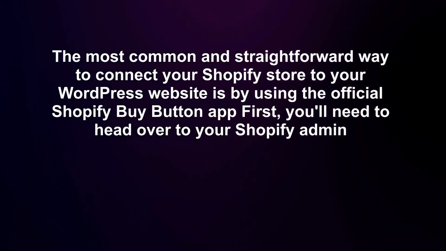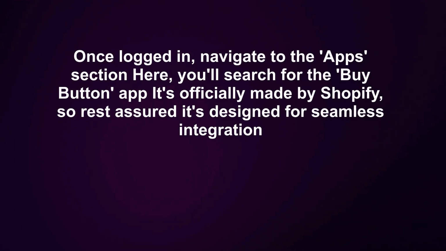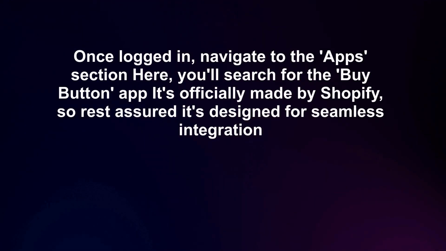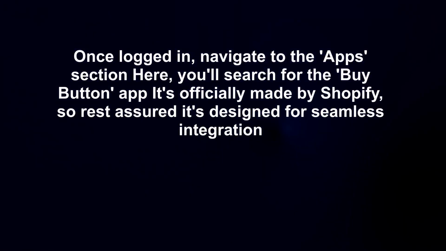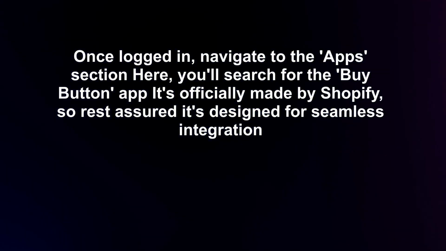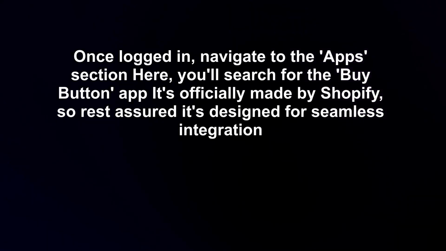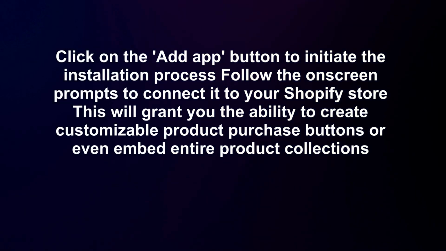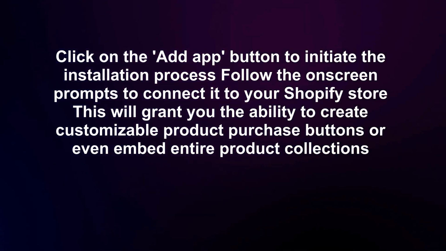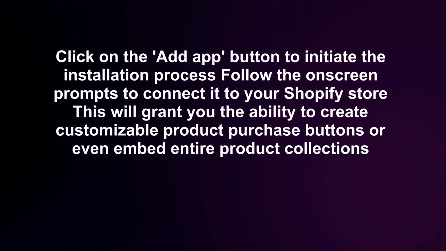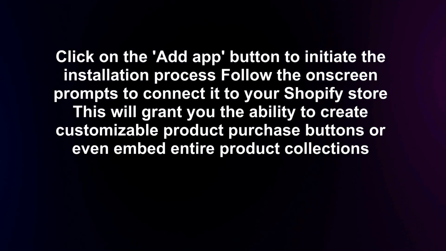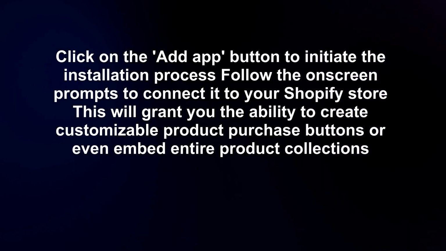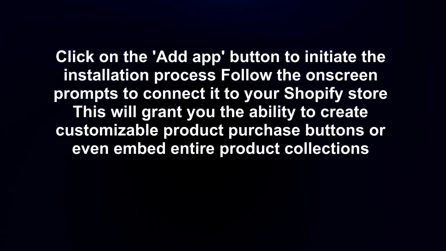First, you'll need to head over to your Shopify admin. Once logged in, navigate to the apps section here. You'll search for the Buy Button app. It's officially made by Shopify, so rest assured it's designed for seamless integration. Click on the Add App button to initiate the installation process. Follow the on-screen prompts to connect it to your Shopify store. This will grant you the ability to create customizable product purchase buttons or even embed entire product collections.